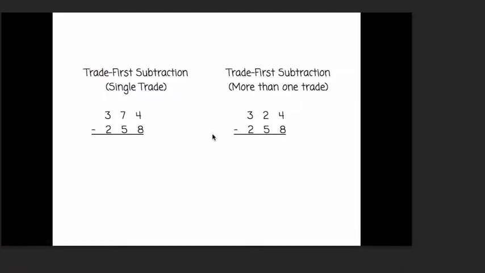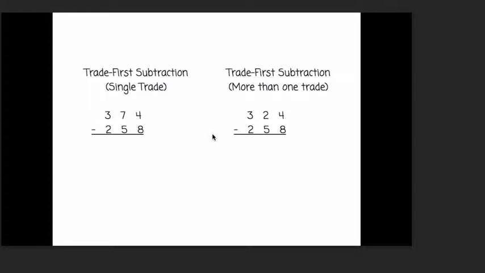So we're going to go over trade first subtraction. We're going to go over how it looks when we have a single trade, which is just one trade within the problem, and then we're going to look at what it might look like with more than one trade. So again, the reason we call this trade first subtraction is whereas when we grew up, we would trade and then subtract, trade and subtract, and so on and so forth. But we have found that it's more efficient if the children do all of their trading before subtracting to ensure more accuracy. So I will show you what that looks like.